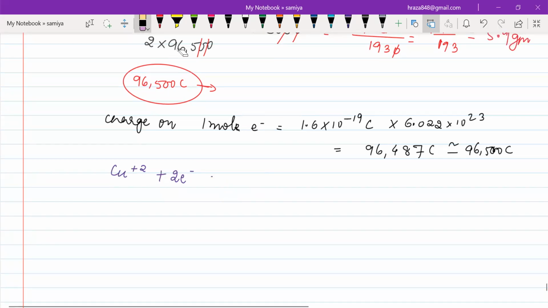I am switching off my video because it's hanging. The screen is hanging. Now it will be basically Cu solid.